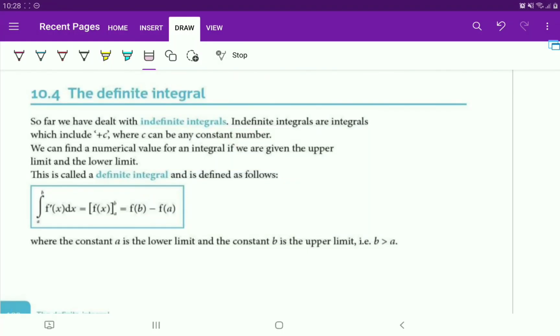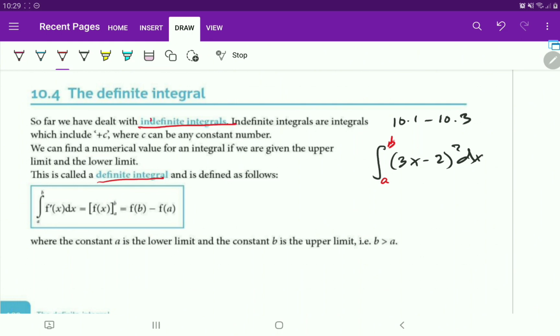10.4, the definite integral. So before, from lesson 10.1 to 10.3, we have been solving the integral of something in this form. Or I want to give an example. Something like in this form, right? dx. Now, as you can see, this one has no limits. Nothing here, no limits. If you put limits here, then this now becomes a definite integral.